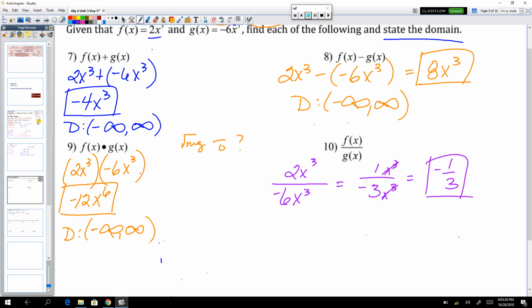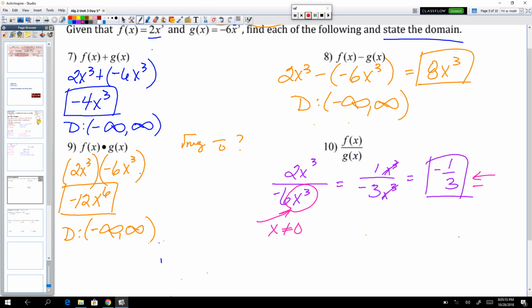But my domain statement is a little bit trickier. When you look at this, there's no x in there, so there's no possibility of dividing by 0 or taking the square root of a negative in the final answer. However, during solving, if x had been 0 here, we would have had a problem, right? We would have been dividing by 0. So x could not be 0 at that point.